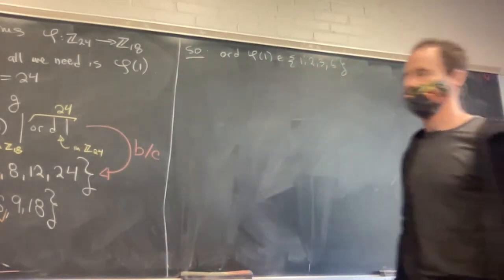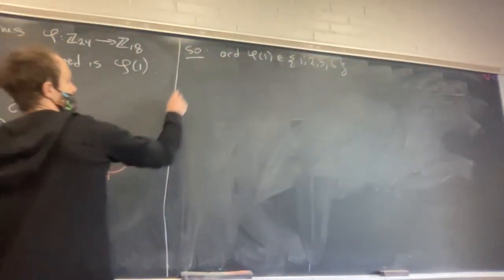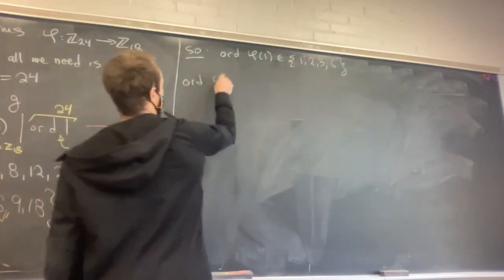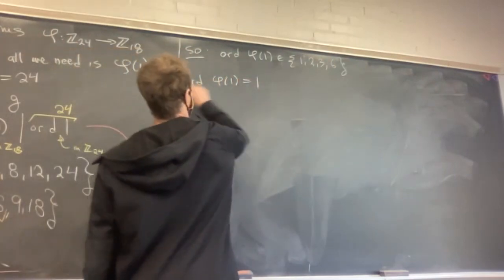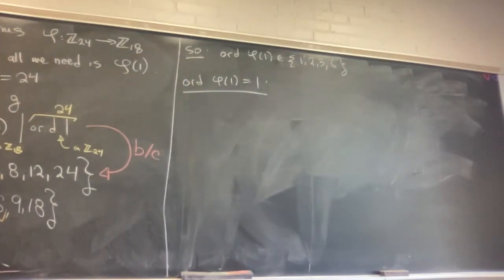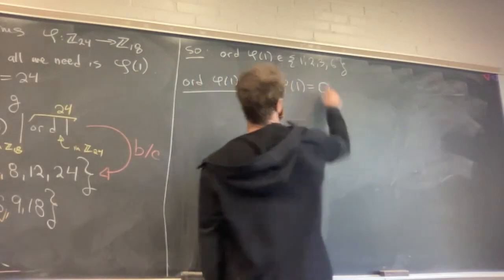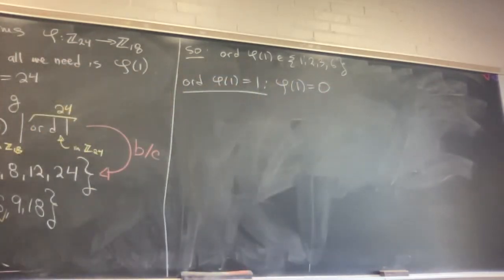Okay, so we'll just do each of these as cases. Case number 1, the order of phi of 1 is equal to 1. Well, there's only one element with order 1. That's the identity, right? The identity is the only thing that has order 1, so this would be the homomorphism phi of 1 equals 0. It has to go to the identity.